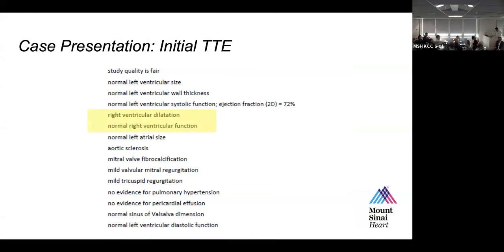So again, this was exactly how it was read. Some RV dilatation, but normal RV function, as we saw. Interestingly, this was something I added in, but there was no bubble study performed. So that was something I was looking for, big RV. Why is the RV big in this patient? But at that time, there was no bubble study.